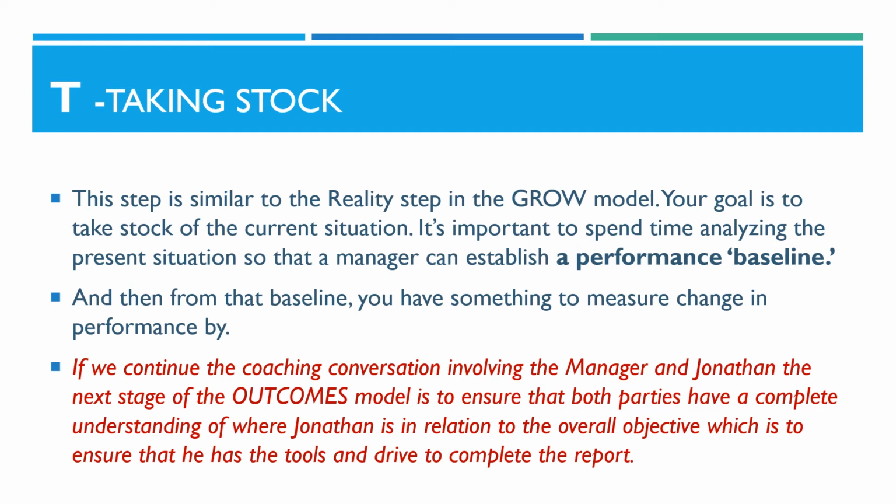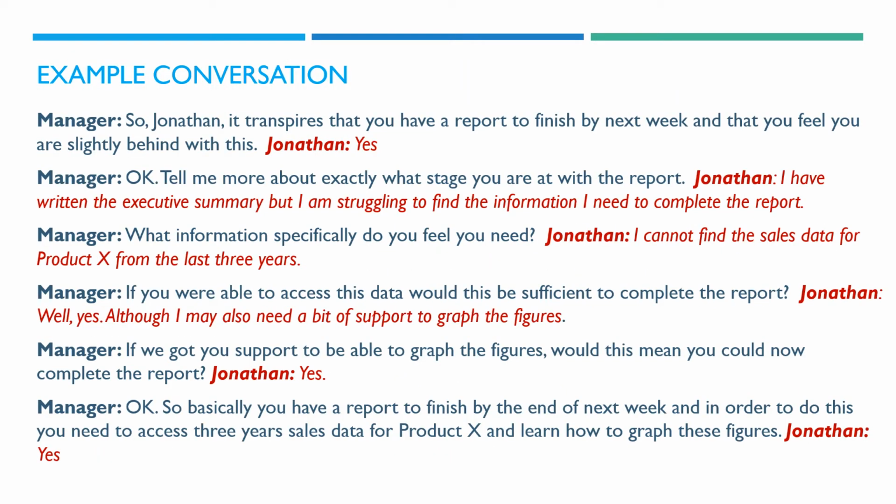If we continue the coaching conversation involving the manager and Jonathan, the next stage of the outcomes model is to ensure that both parties have a complete understanding of where Jonathan is in relation to the overall objective, which is to ensure that he has the tools and drive to complete the report. Now, read through this example conversation. You will see that the manager uses this conversation to establish the current situation in some detail, and now knows where and how she can assist Jonathan.